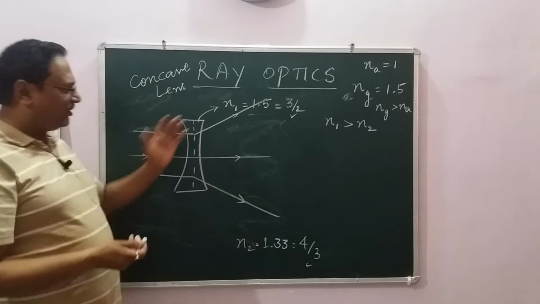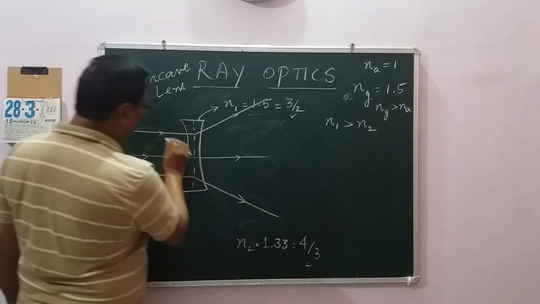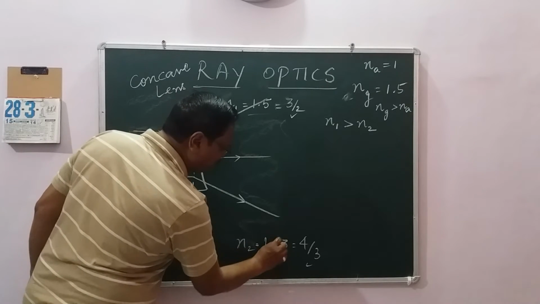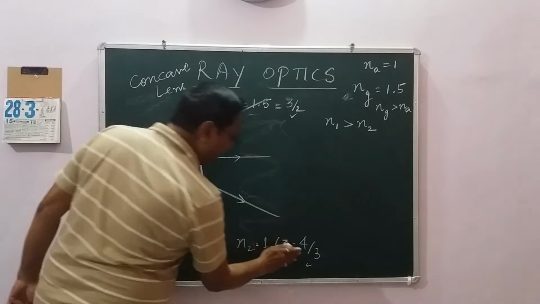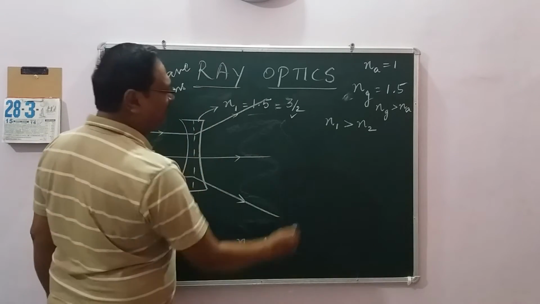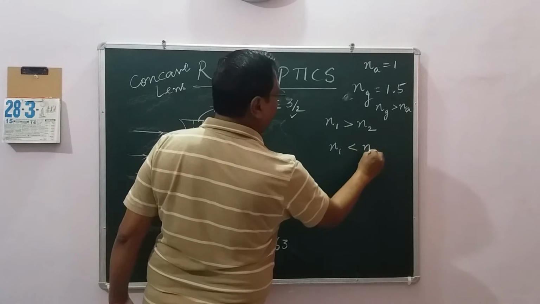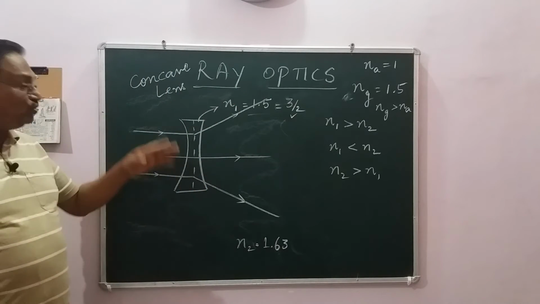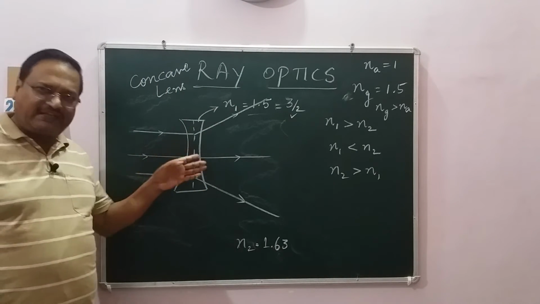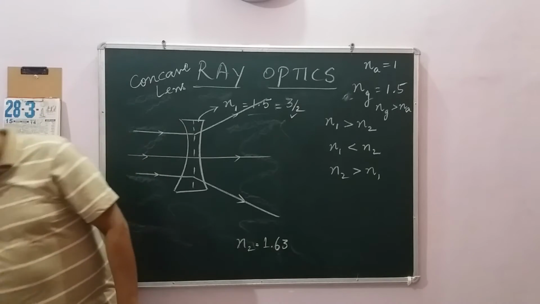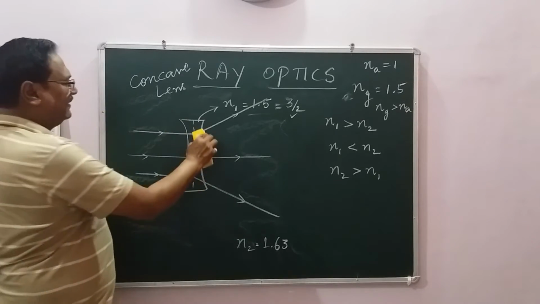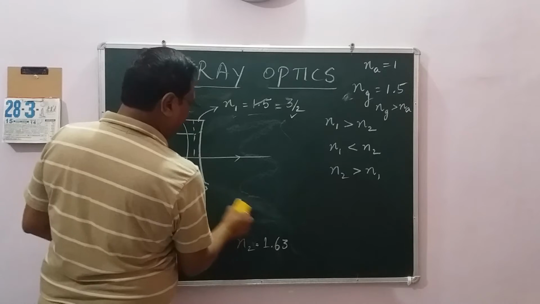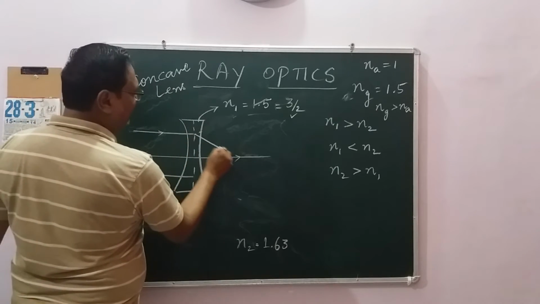That's okay. Now suppose I take the surrounding medium n2 to be, let us say, 1.63, some other material. That means n1 is less than n2, or n2 is greater than n1. In such cases, though it is a diverging lens, it will do the opposite, that is, it will converge the rays. Let us see how it is going to be. Take the parallel rays and they will converge.